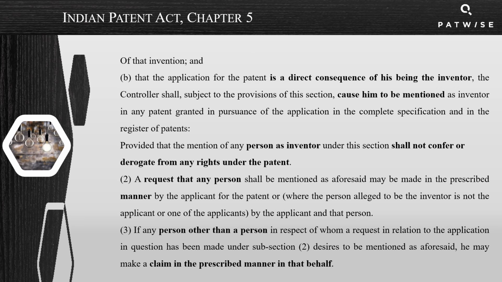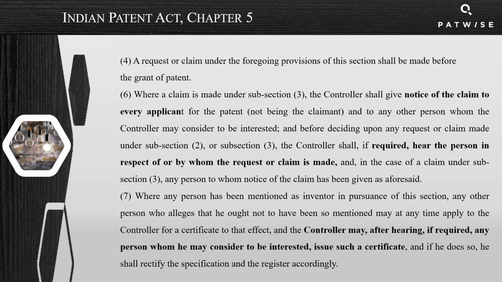And for this, the claimant who is claiming his right to be a co-inventor or an inventor has to subscribe to all the relevant forms to the controller, based upon which the controller can take his decision. It is to be noted that this new person being added does not confer any special rights over the other inventor, nor does it reduce any of the existing rights of the other inventor. It is also to be noted that a request or claim under the foregoing provisions of this section shall be made before the grant of patent.